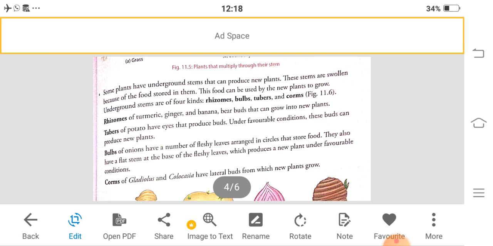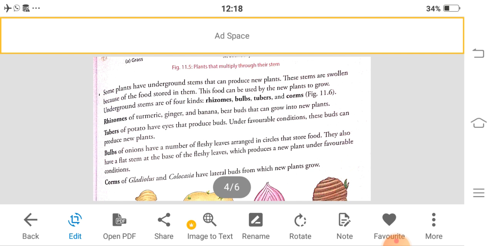Underground stems are of four kinds: rhizomes, bulbs, tubers, and corms. This we have studied in class 6, so you are very familiar with that. Examples of rhizomes are turmeric and ginger. They bear buds that grow into new plants.